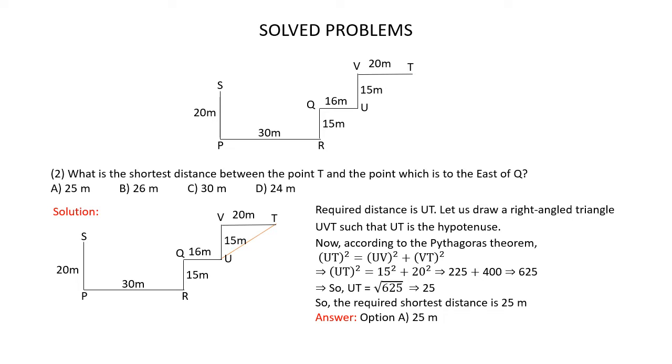So the shortest distance between point T and the point which is to the east of Q is 25 meters. So the correct answer is option A, 25 meters.